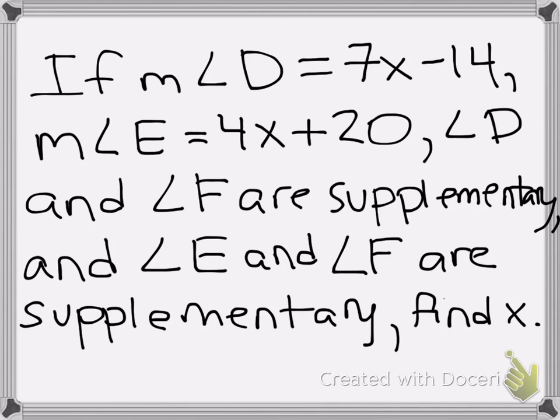And then the last problem, we need to find x. It gives us angle D is 7x minus 14, angle E is 4x plus 20, and it says angle D and angle F are supplementary, angle E and angle F are supplementary. So just like the second to last problem we just did, where two angles that are supplementary to the same angle are congruent, that's going to tell us that angle D is congruent to angle E. So to solve for x, we're going to put them equal to each other. 7x minus 14 equals 4x plus 20.